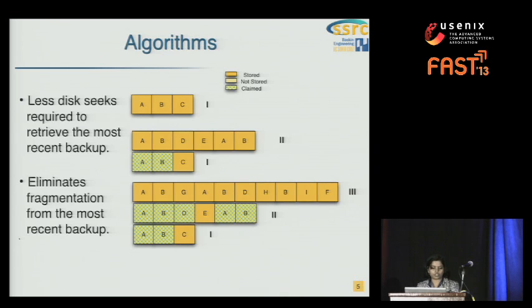This is the picture showing the algorithm. The first backup A, B, C is contiguous, but when the second backup comes in, it has A and B duplicated with the older backup as well as within the backup. We do not claim those chunks, but we claim the chunks from the first backup. In the case of the third backup, the same thing happens. We do not deduplicate any chunks within the backup, but we deduplicate with the older backups. So what we are achieving with this approach is that it requires fewer disk seeks to retrieve the most recent backup. That's the most common operation with backup systems, and it eliminates fragmentation from the most recent backup.